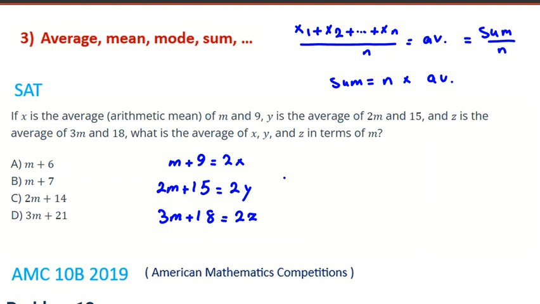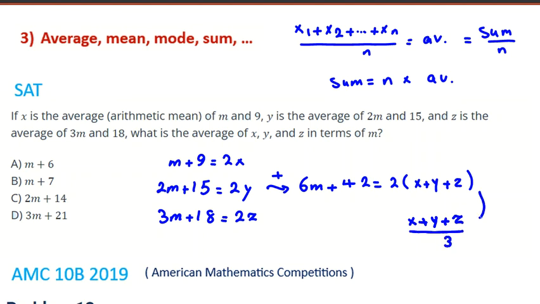What's the average of x, y, and z? We should find their sum first, x plus y plus z, then divide. If we add all these three equations, 3m plus 2m is 5m, plus m, 6m. 9 plus 18 is 27, 37, 42, equal to 2 times (x plus y plus z). Now I want to find the average, so I want to calculate (x plus y plus z) over 3. So I should divide both sides by 6. So it will be m plus 7. So the answer is choice B.